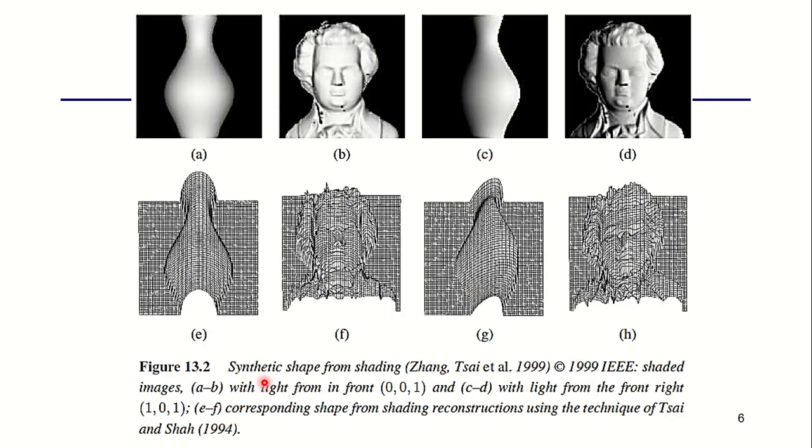This diagram shows the synthetic shape from shading. In these two, the light is in front, and in C and D, the light is front right, and the corresponding shape from shading reconstructions are using this method.